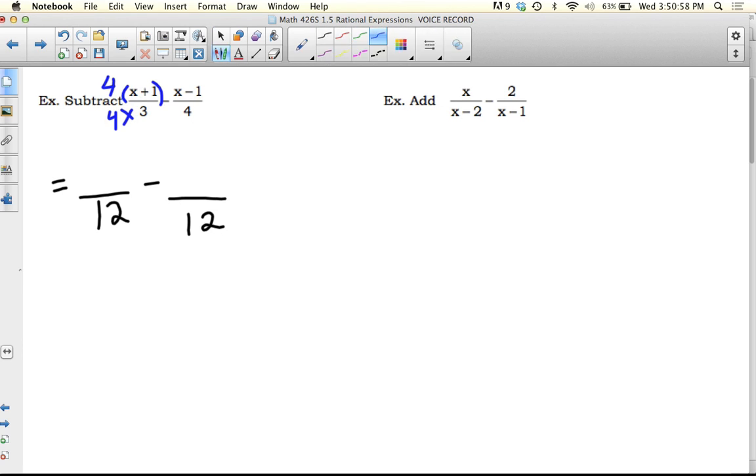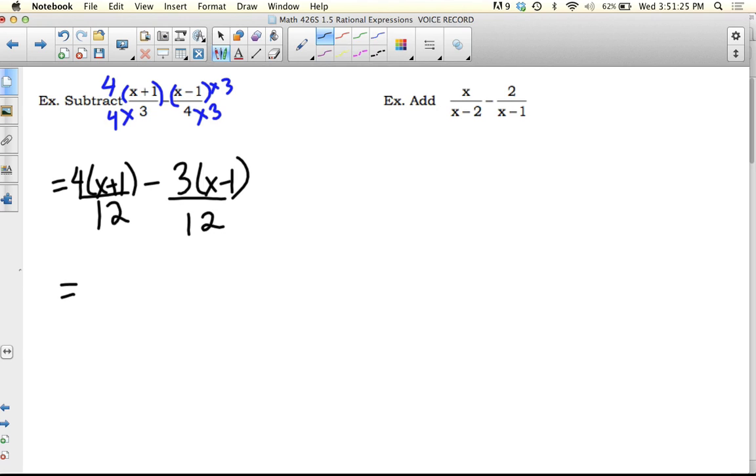So x minus 1 over 4. How do I get from 4 to 12? Well, I have to multiply that by 3. So I'm going to multiply that by 3 here. Same thing, I'm going to multiply x minus 1 by 3. So I'm going to write what just happened there. So we're going to have 4 times x plus 1 on the top here. And we're going to have 3 times x minus 1 there. Okay?